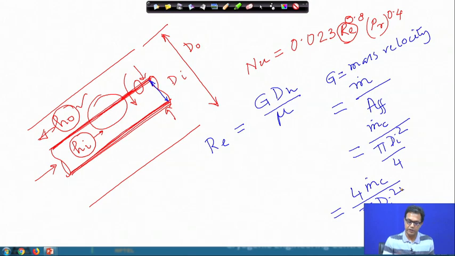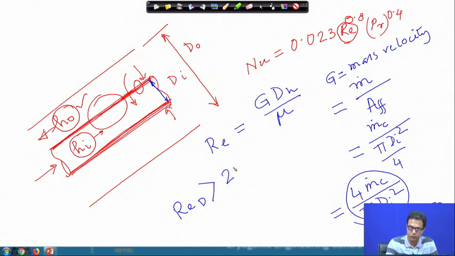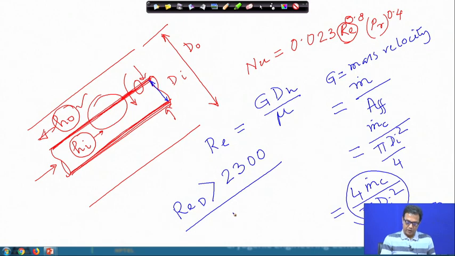So, this can be obtained as we know the mass flow rate of the cold fluid. The cold fluid mass flow rate is 0.2 and we can estimate it to be 1014050. So, the Reynolds number is more than 2300. That means the flow is in the turbulent region.